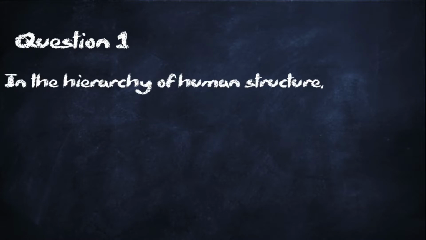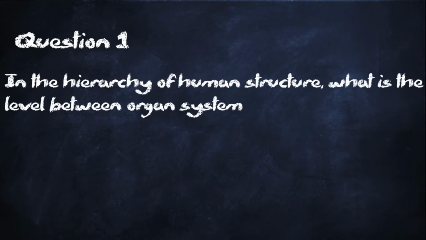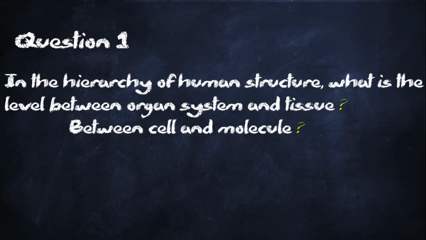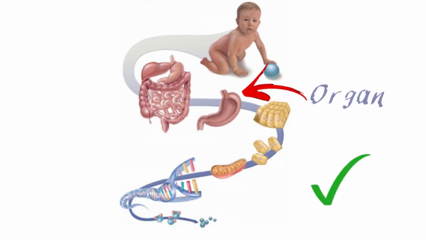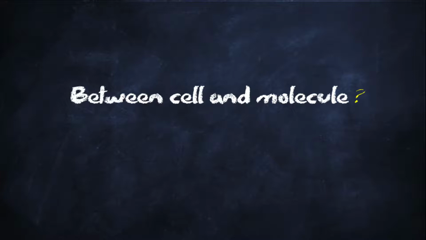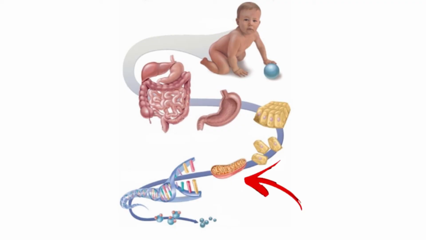So I'm going to ask you questions. This is going to be tough. Okay, ready? Question number one. It says, in the hierarchy of human structure, what is the level between organ system and tissue, between cell and molecule? Okay, I know organ system and tissue. That would be an organ between an organ system and a tissue. And then cell and a molecule. That one, I don't think I know. I'm gonna look that one up.